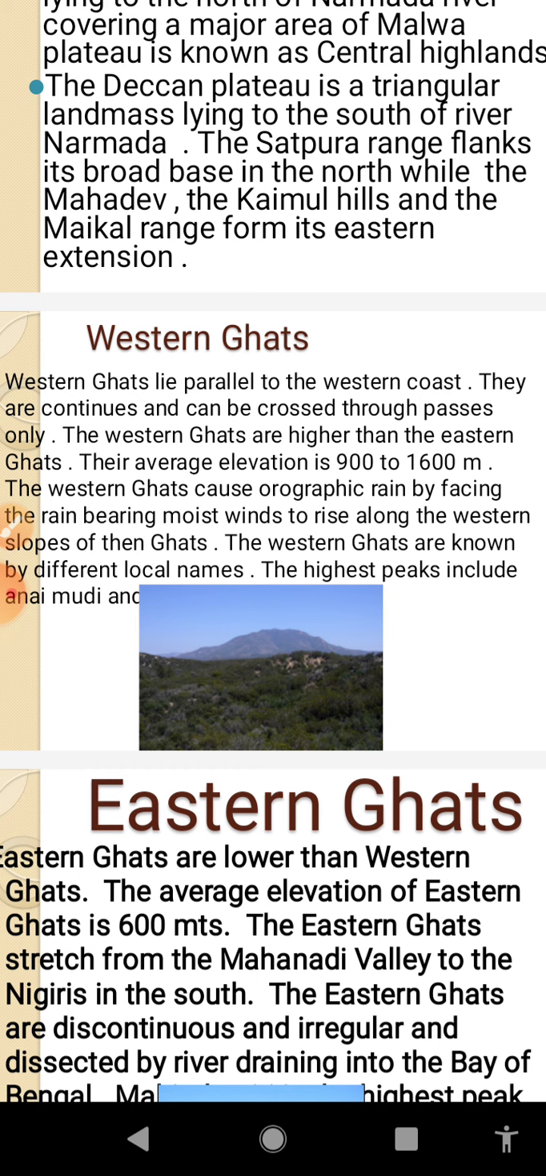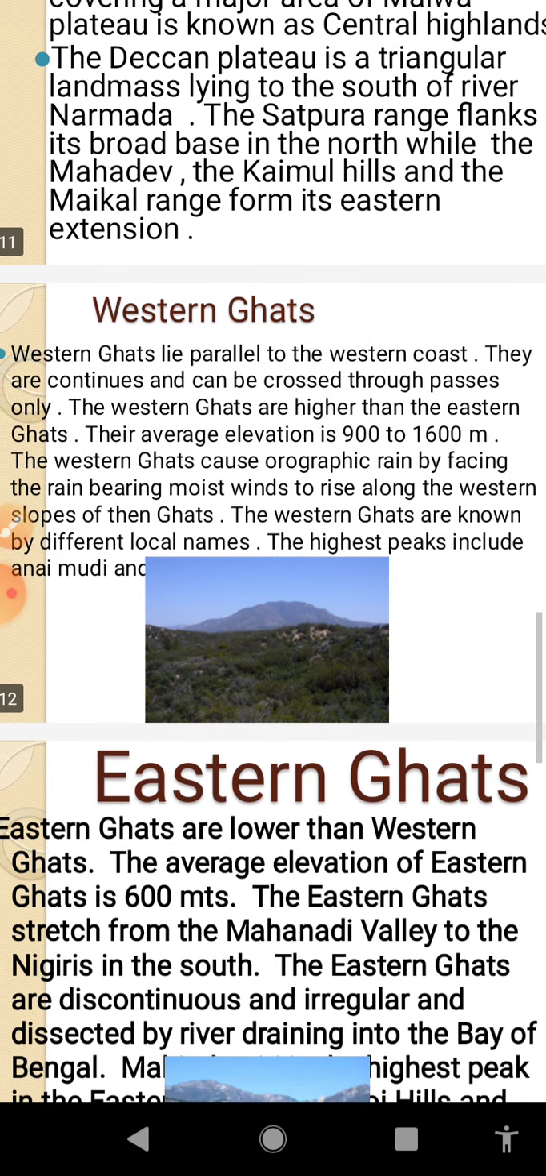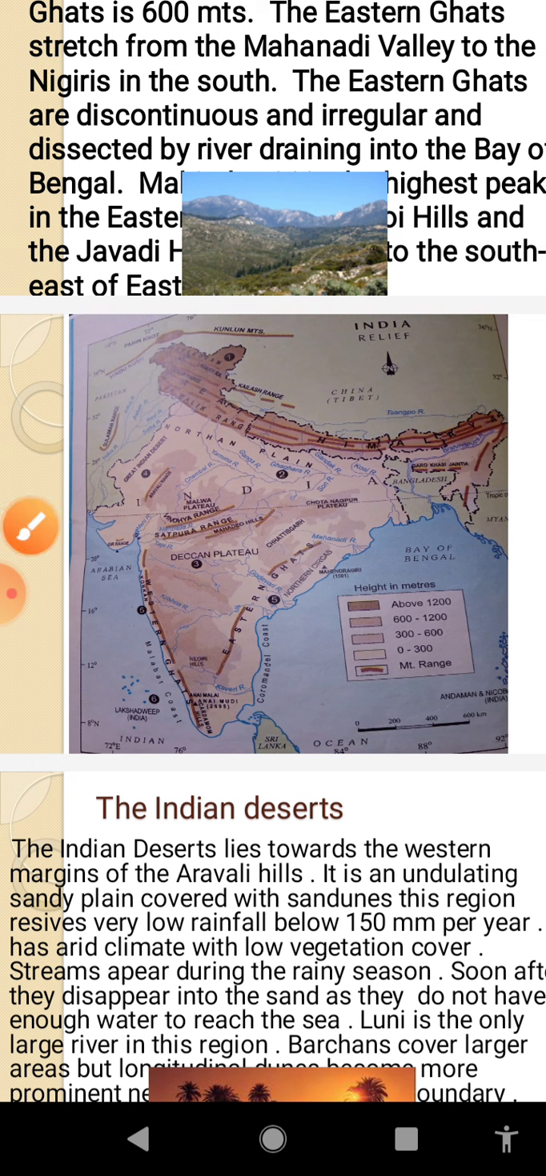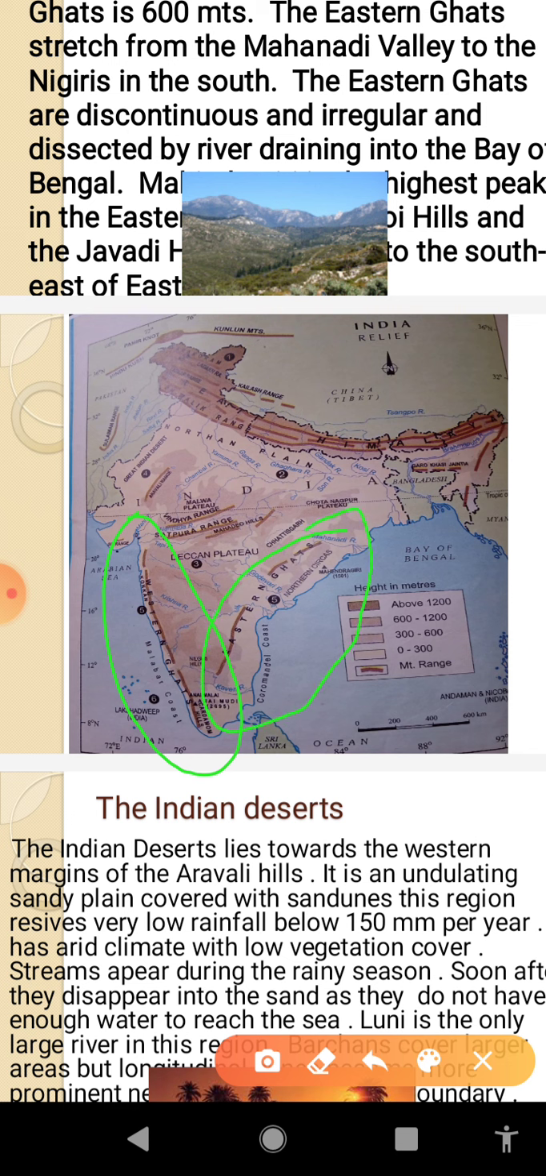Now let us discuss the differences between the Western Ghats and Eastern Ghats. Before going to that, I told you that the Western Ghats are prominent, but the Eastern Ghats are broken by the east flowing peninsular rivers at several places. If you want, you can see the map here. This is the Western Ghat, and on this side we have the Eastern Ghat. What we will notice is that the Western Ghats are higher than the Eastern Ghats.